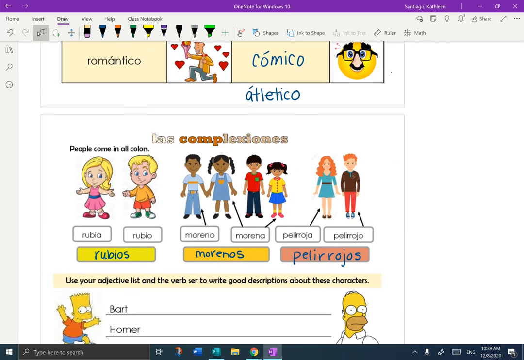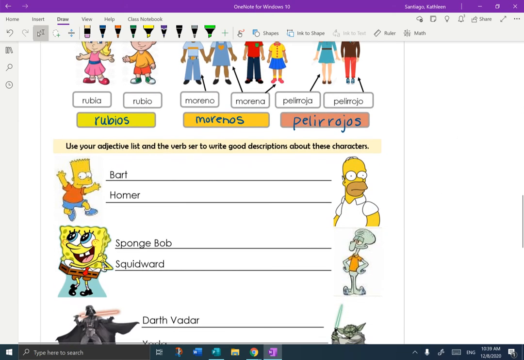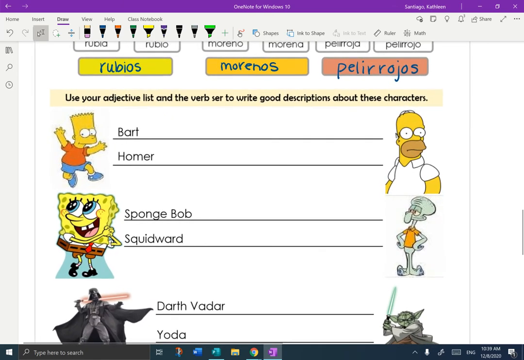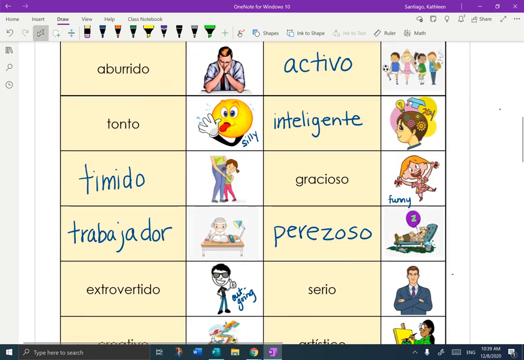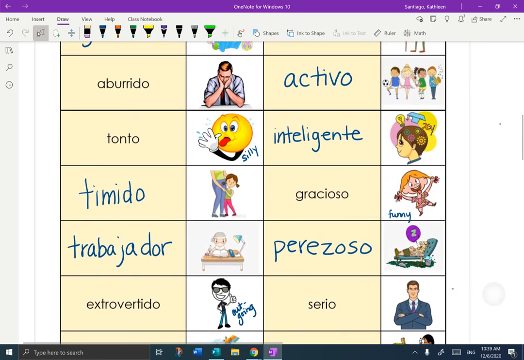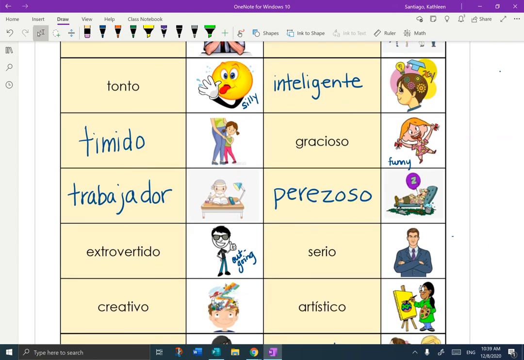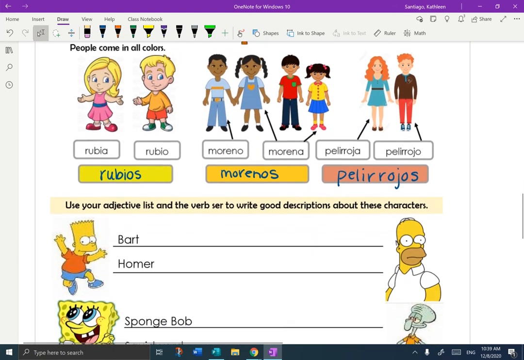So your homework, and I'll do a couple with you to get you started, is to use your adjective list and the verb ser to write good descriptions about these characters. So I'm going to do the top one with you. Okay, Bart. If I wanted to use one of the descriptors above, what could I call Bart? Okay, I think Bart is kind of tonto. Okay, he's silly.